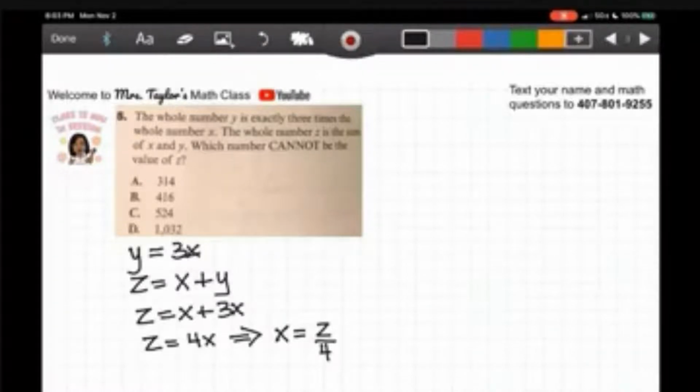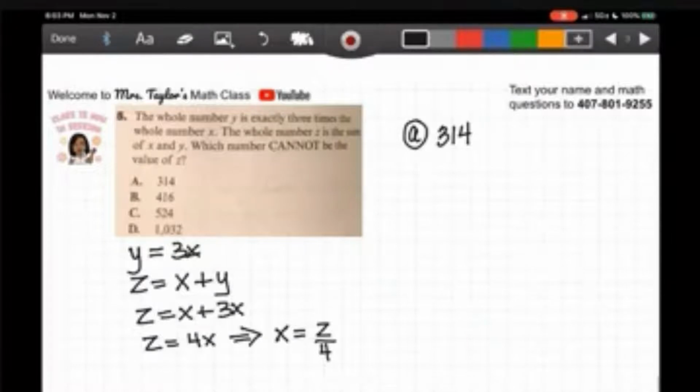No, these are different values of z. Sorry about that. So what I need to do is compare these values of z and which one is going to give me a whole number and which one is not going to give me a whole number. Let's try to explain this a little bit better by showing you the examples. So a is 314.